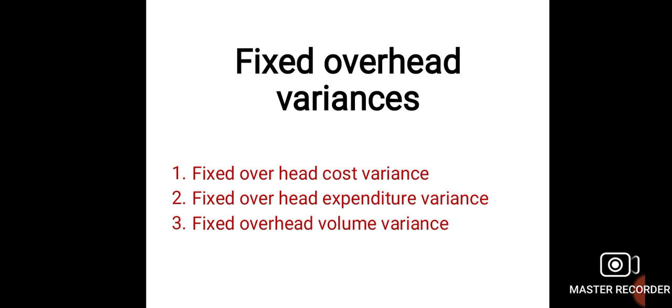Fixed overhead expenditure variance. Fixed overhead expenditure variance is the difference between budgeted fixed overhead and actual fixed overhead incurred. Fixed overhead volume variance. This variance is the difference between fixed overhead absorbed and budgeted fixed overhead. The fixed overhead volume variance is split into three sub-variances: capacity variance, efficiency variance, and calendar variance.